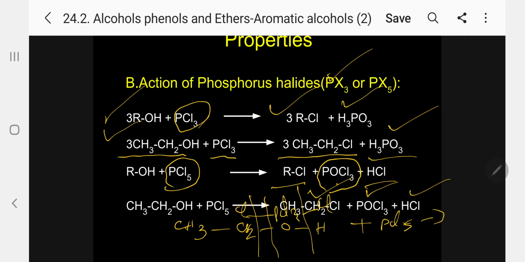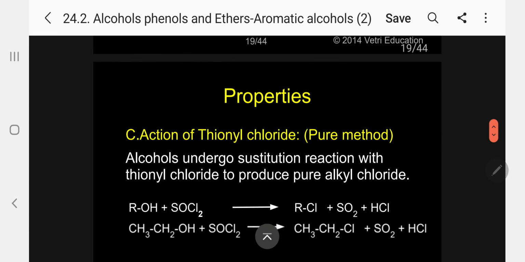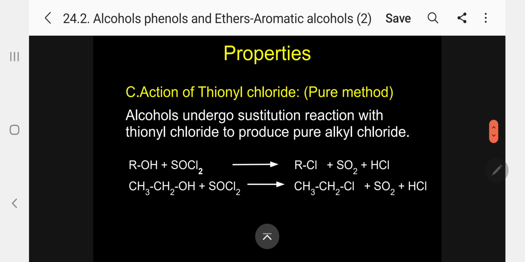So the most important condition is, when you use PCl3, you are getting phosphorus acid. When you use PCl5, you are getting phosphorus oxychloride. This is the only thing you must understand. The final product is the corresponding halide.